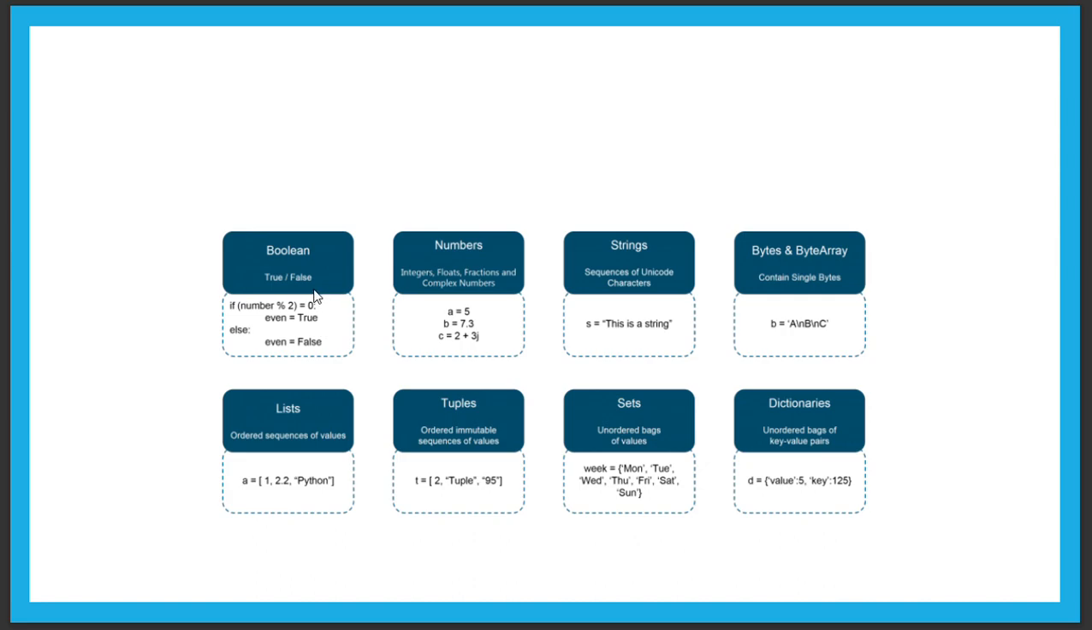Python Boolean: true, false. Numbers: integers, floats, fractions, and complex numbers. Strings: sequence of Unicode characters. Bytes and byte arrays contain single bytes. Lists: ordered sequence of values. It is declared like this, and tuples are declared like this. These are also sequences of values. Sets: an unordered bag of values declared with curly braces. Dictionaries: an unordered bag of key and value pairs.